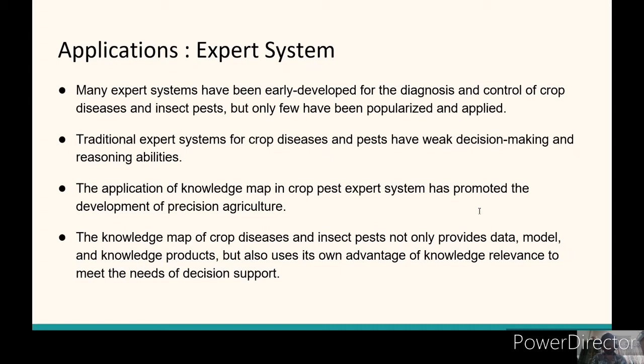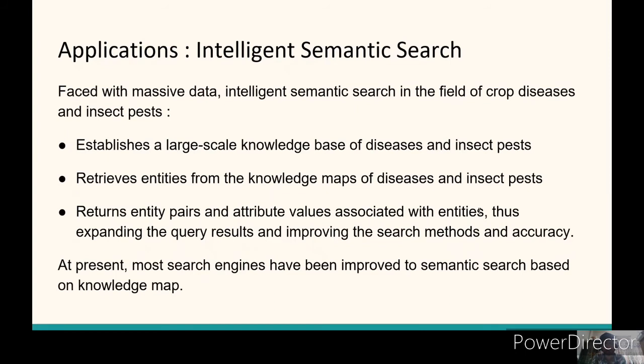Let us now briefly discuss intelligent semantic search. Faced with massive data, intelligent semantic search in the field of crop diseases and insect pests establishes a large-scale knowledge base of diseases and insect pests, retrieves entities from the knowledge maps of diseases and insect pests, and returns entity pairs and attribute values associated with entities, thus expanding the query results and improving the search methods and accuracy.